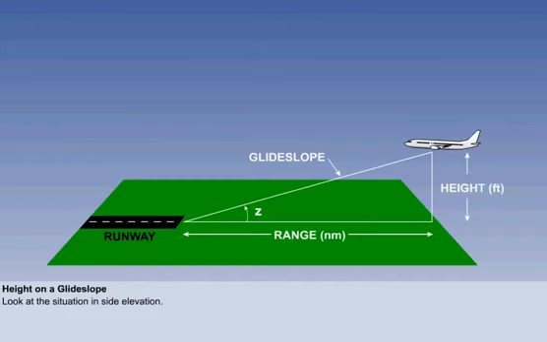Let's start by considering height for a given range on a glide slope. Firstly, we need a diagram in side elevation rather than plan view. We are coming down the glide slope, we have a height above touchdown, and we have a ground range to the touchdown.